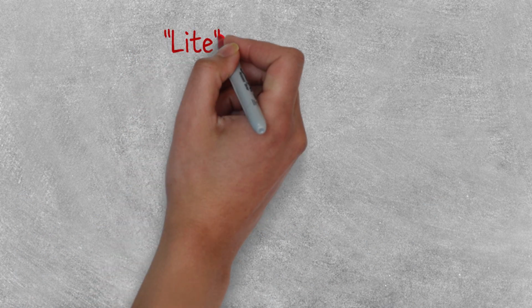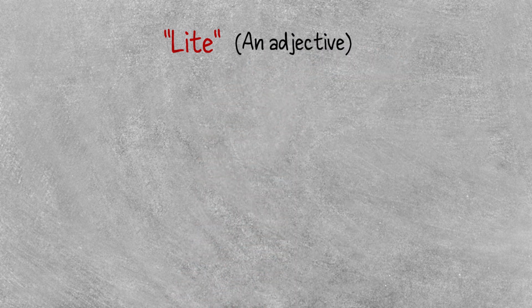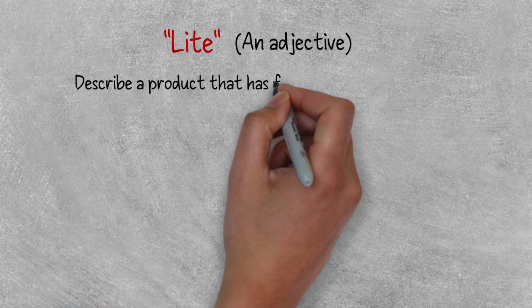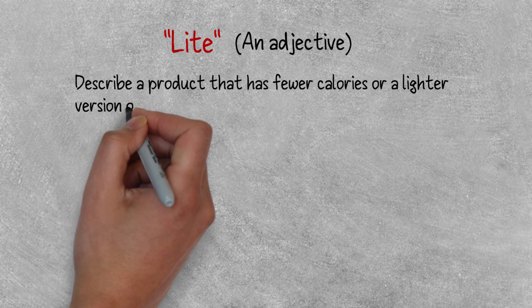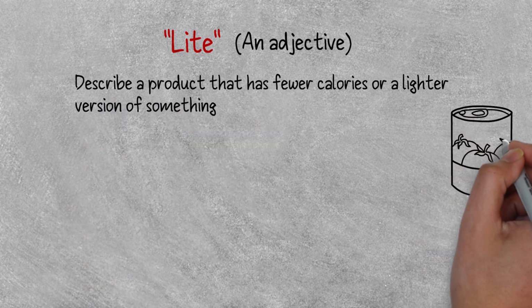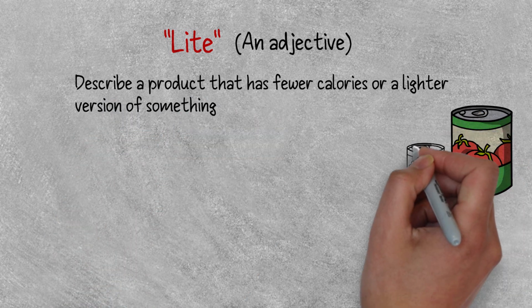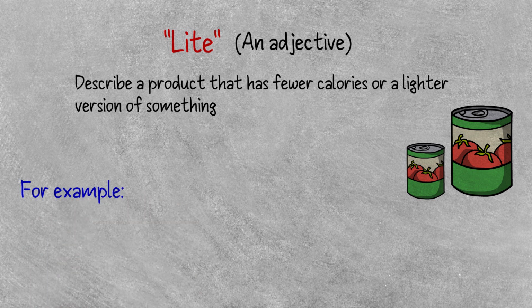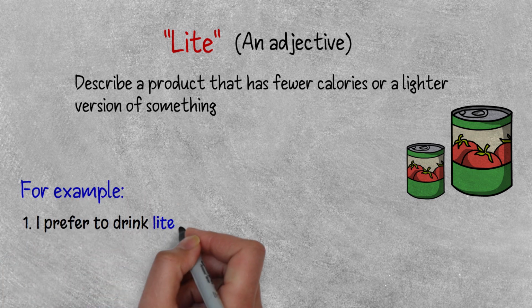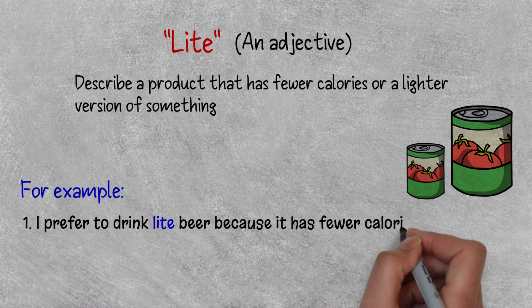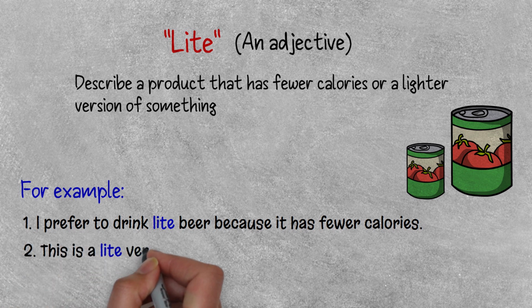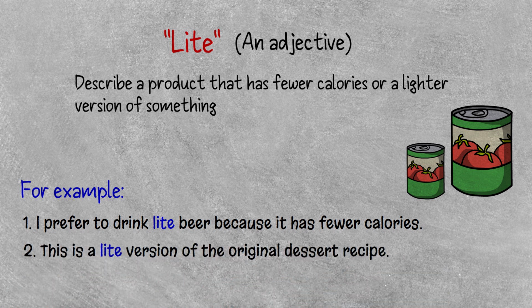Light, an adjective, meaning a variant of light, often used to describe a product that has fewer calories or a lighter version of something. Commonly found in food and beverage branding. For example, I prefer to drink light beer because it has fewer calories. This is a light version of the original dessert recipe.